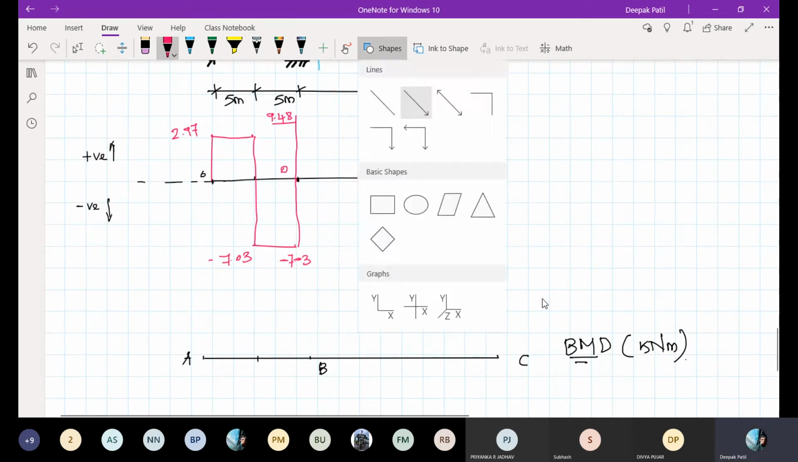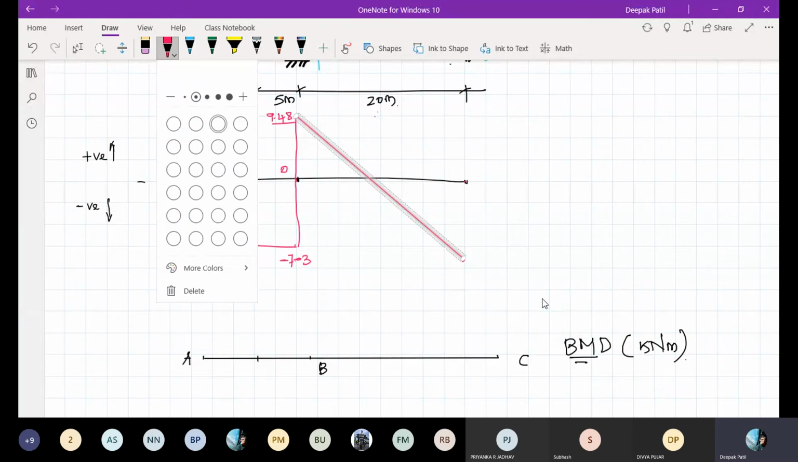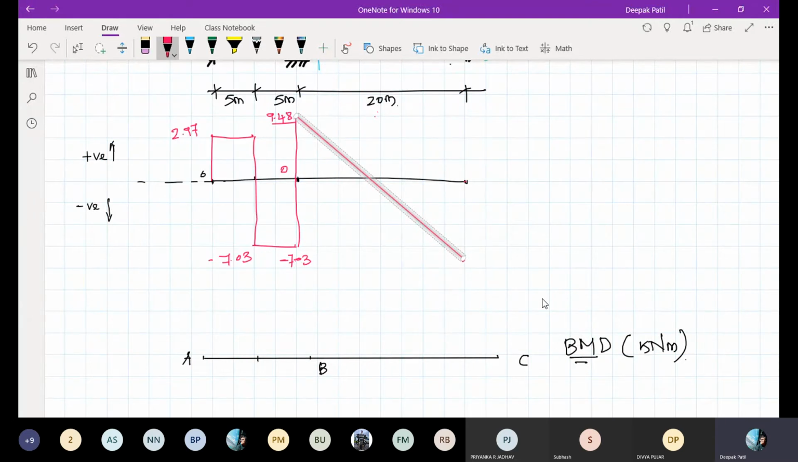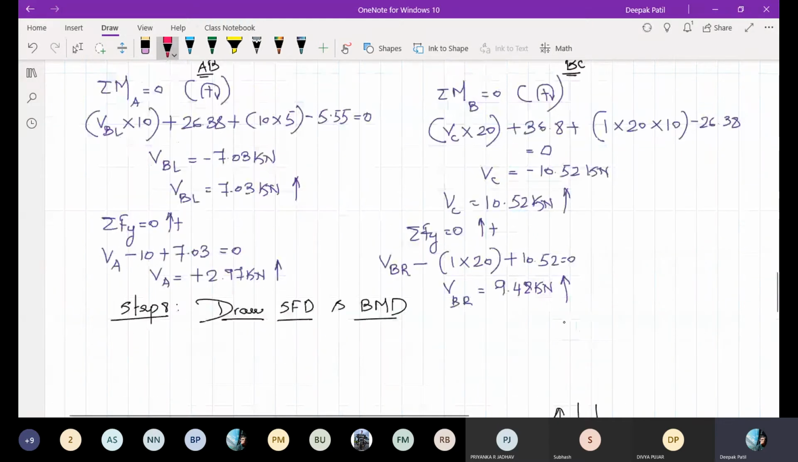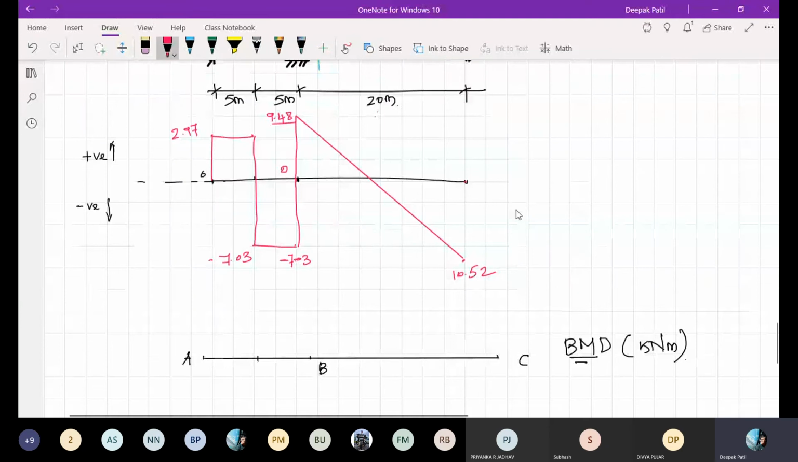So you have to draw a straight line from this point up to this point. You are getting this as minus 10.52. But what VC value are you getting? Can you see here 10.52, which is upwards? So this minus 10.52 and that plus 10.52, you will end up with 0. Did you get this shear force diagram?